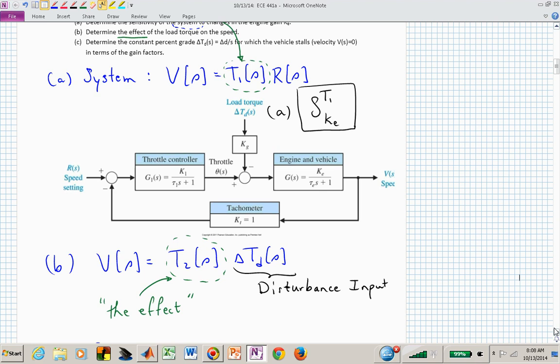So find the transfer function, and you can do this. That's why we've learned or tried to become comfortable with block diagram algebra, Mason's gain, etc. Question?